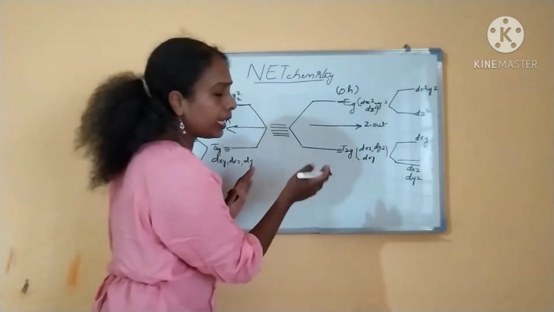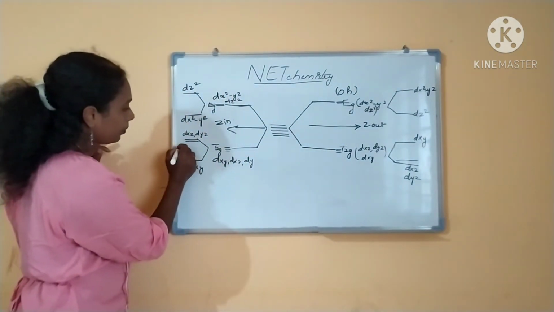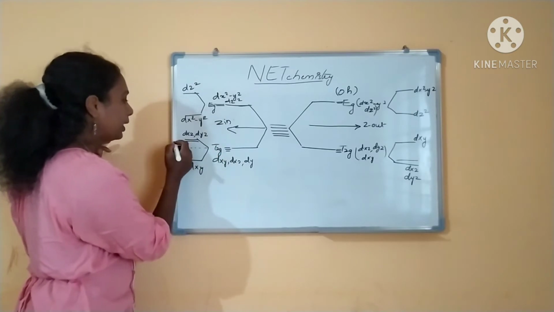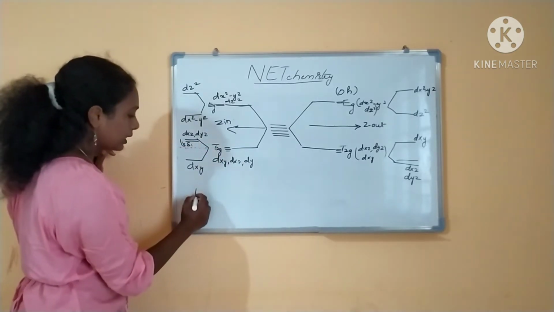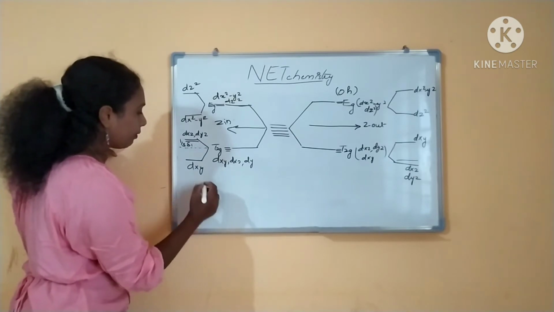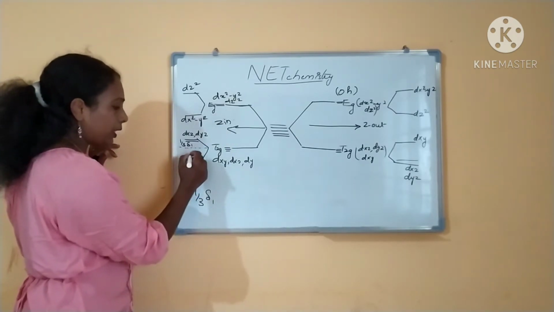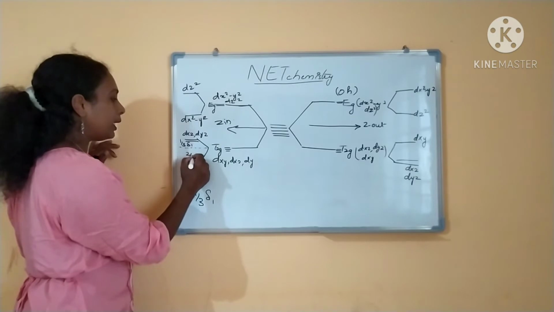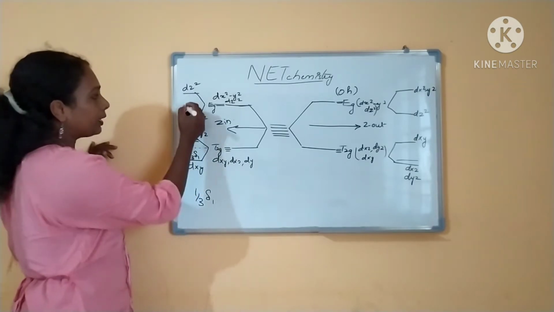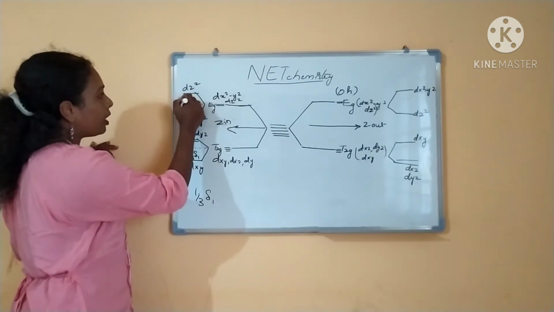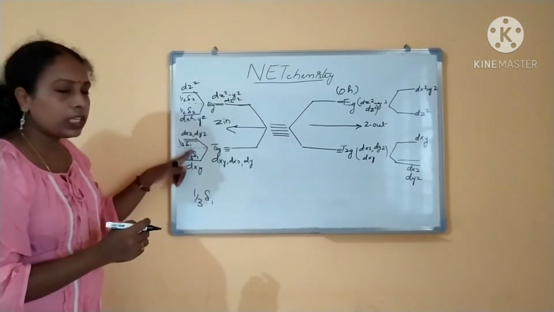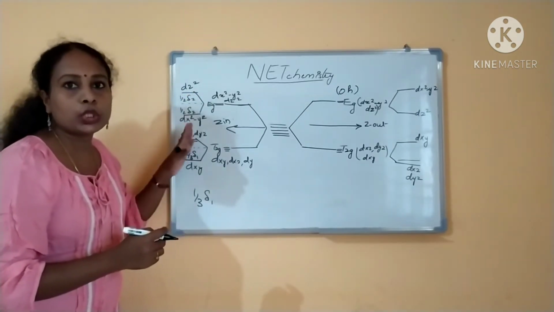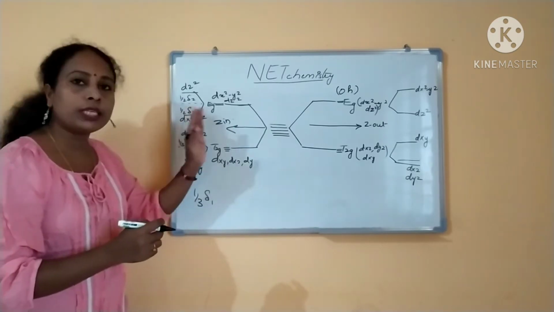If you see the energy, this splitting energy is 1 by 3 delta 1, and this splitting will be 2 by 3 delta 1. And here it is 1 by 2 delta 2 and 1 by 2 delta 2. Based on the splitting, you can calculate which distortion it has undergone, Z in or Z out case.